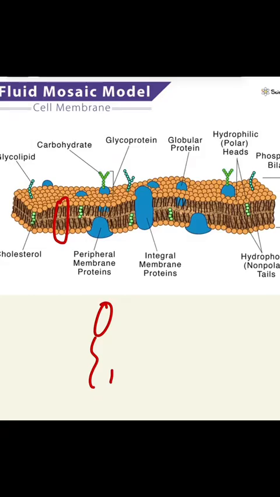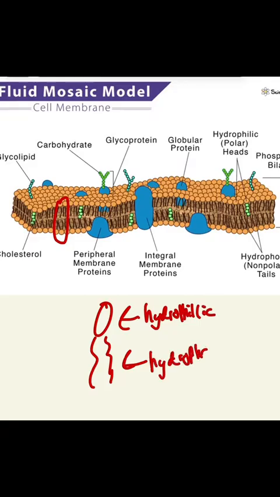So each phospholipid has a hydrophilic phosphate head, which is attracted to water. So this one is attracted to water. And then we also have a hydrophobic fatty acid tail. So those tails are hydrophobic. A better way to say it is we have a hydrophilic head, which means it likes water, and then hydrophobic fatty acid tails.